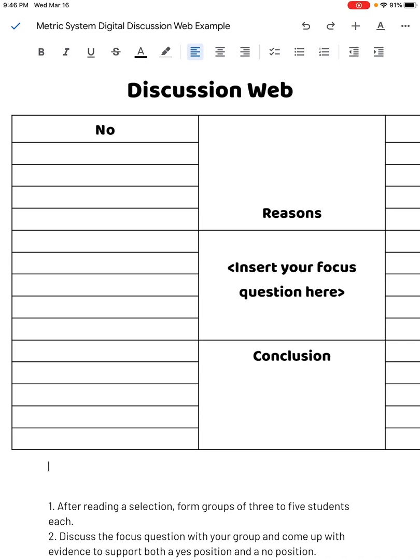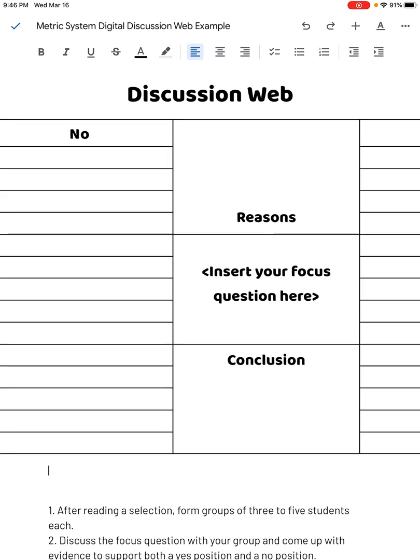Hey everyone, I am going to jump on here quick and just show you what a discussion web is, because you may or may not have used one before. So really, what you're going to use a discussion web for is just a way to gather your thoughts on some sort of an issue that has multiple perspectives, two ways of seeing it. And so you have a focus question here in the middle.